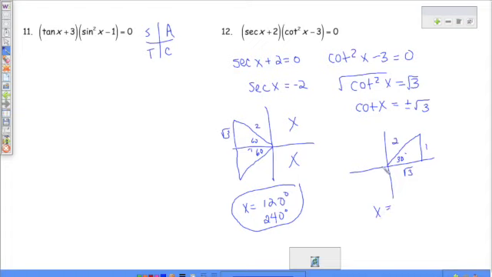So x would be equal, we need a reference angle of 30 in all 4 quadrants. That'd be 30, 150, 210, and 330.